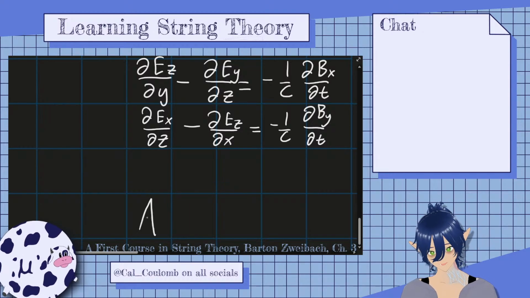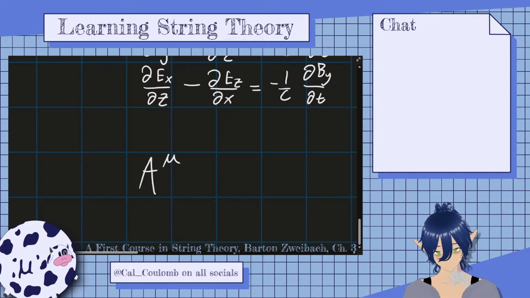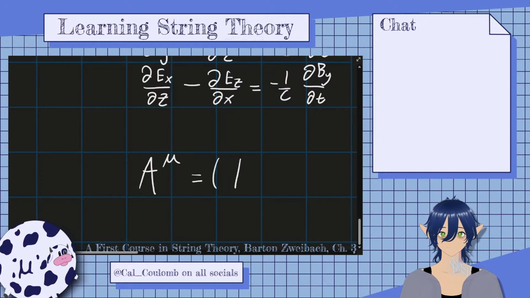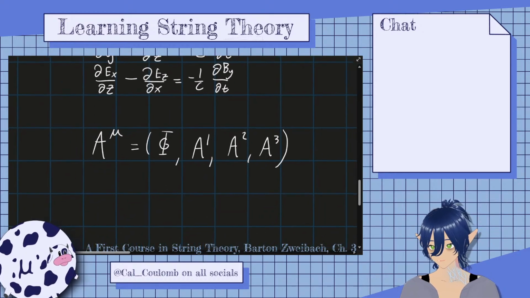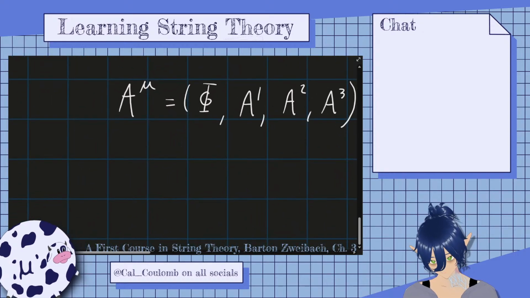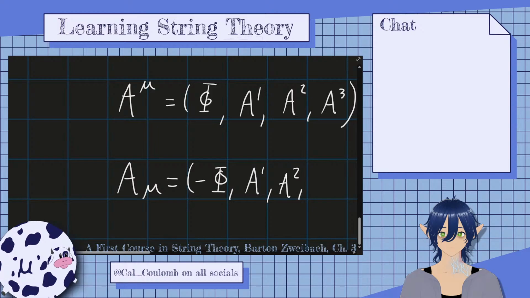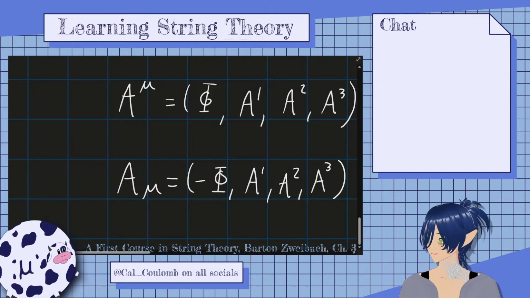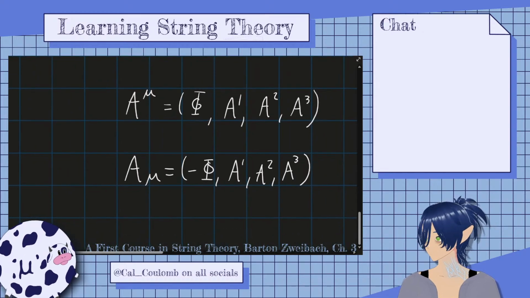And so what we call the vector 4-potential, A mu, has phi in the 0 component, and then A1 in the 1 component, A2 and A3 in those components respectively. The corresponding object with down indices, so A_mu, is equal to minus phi, A1, A2, A3. So this is exactly what you would expect from just using the metric tensor to lower the index of this vector 4-potential.